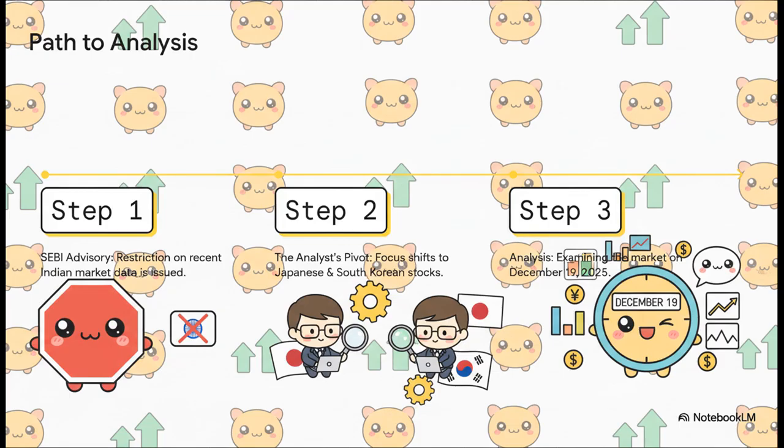So here's the path that got us here. First, that SEBI advisory created a roadblock. In response, analysts pivot. They take their tools over to Japan and South Korea. And that brings us right to our case study for today, where we're going to dissect the trading action from December 19th, 2025, using this exact approach.